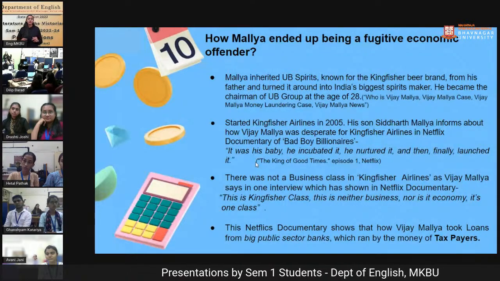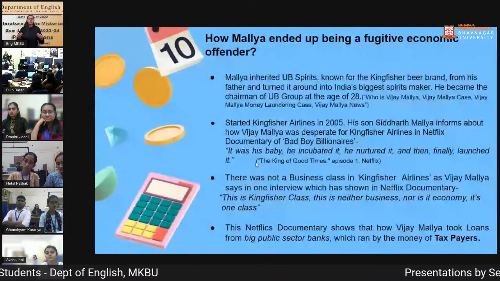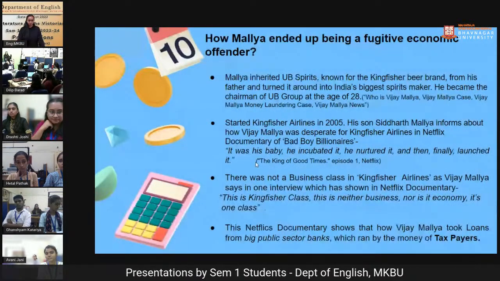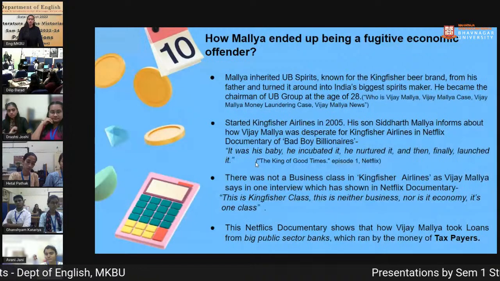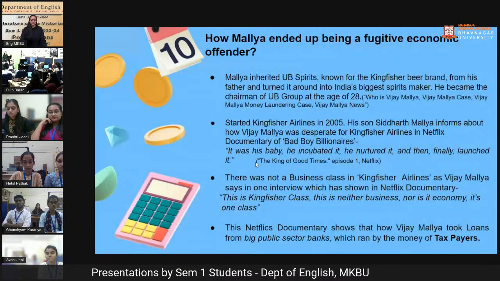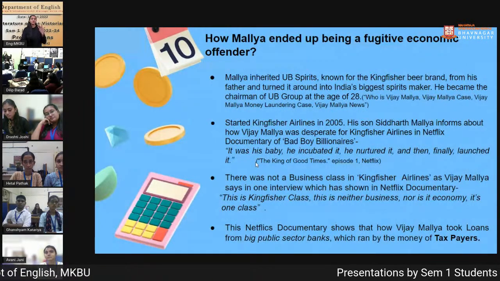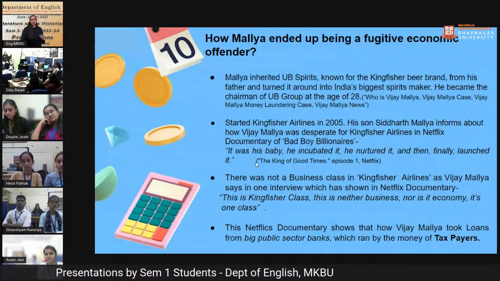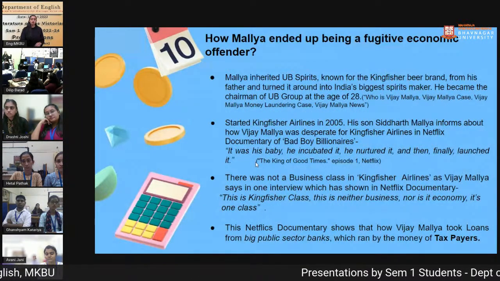When we say baby, then there comes a father and mother type of thing, and that connects the emotions of Vijay Mallya to his Kingfisher Airlines. There was no business class in Kingfisher Airlines, as Vijay Mallya says in one interview shown in the Netflix documentary. This Kingfisher class is neither business nor economy. It's one class. So when he first launched Kingfisher Airlines, he said there is only one class, whereas we can see other classes, business class, second class, first class in airlines and trains, but there was only one class in Kingfisher.